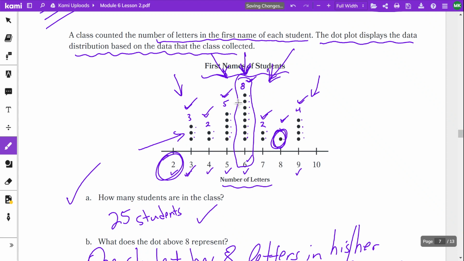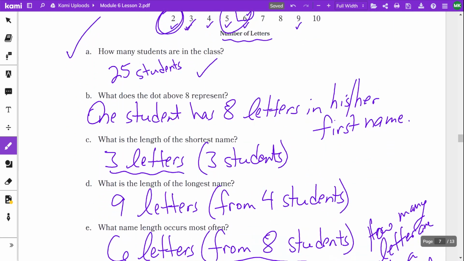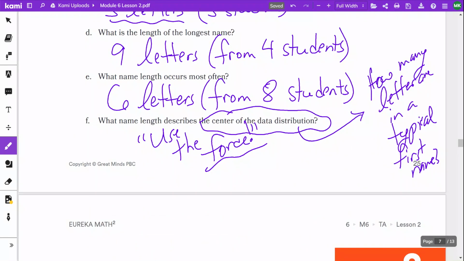But let's see. I'm leaning a little to the left of 8 here because I have all these guys just to the left. And because I'm a little bit to the left of here, I'm going to cruise and say, well, it's either 5 or 6. I'm going to lean a little left because this guy doesn't have a lot. So I'm going to lean a little left and say 5 or 6 letters. And so it says, one is the name length that describes the center of the data distribution. I'm going to say 5 or 6 letters. Something like that. And that's what I do.